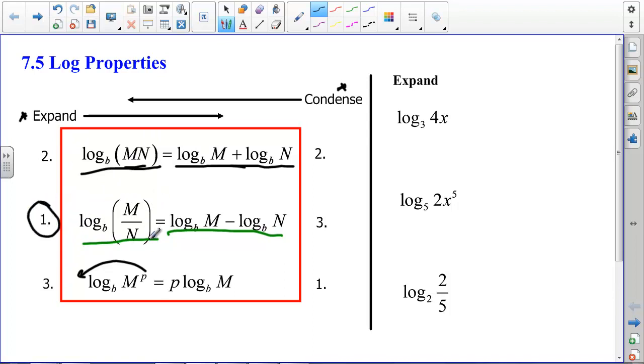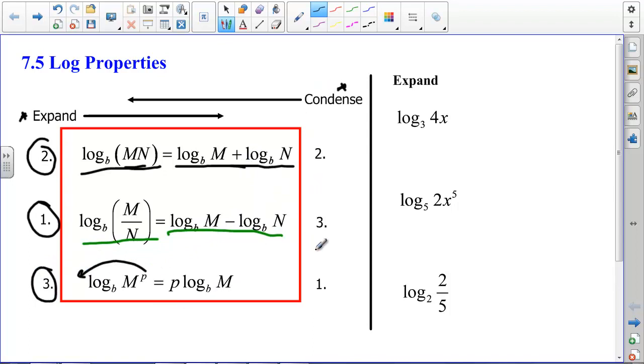So the first thing I look for when we're expanding is, is there division? If so, write it as subtraction. Then the second thing is multiplication. If there's multiplication, we write it as addition. And the third thing is I look for exponents, and if there's exponents, then I bring them out in front.